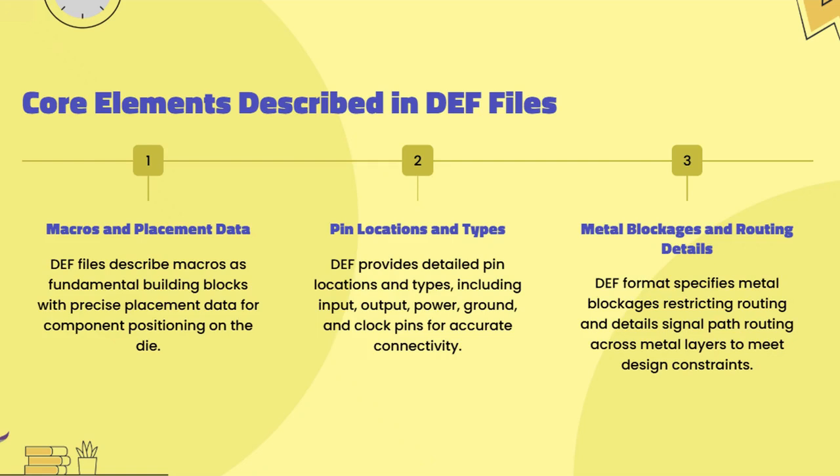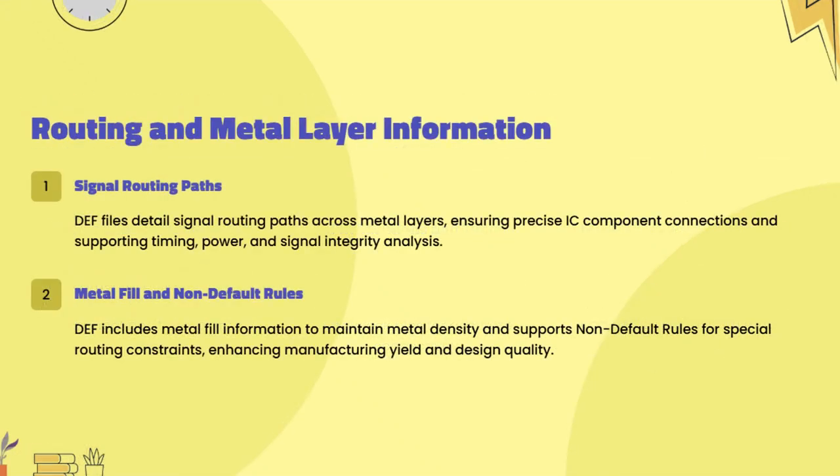Interesting. You mentioned metal blockages. Could you elaborate on how DEF handles such layout constraints and why they're significant for designers? Certainly. Metal blockages in DEF are like traffic cones in a city map, marking areas where routing can't occur due to manufacturing or performance reasons. By defining these, designers avoid signal congestion and ensure reliable chip operation, similar to planning detours in city traffic engineering.